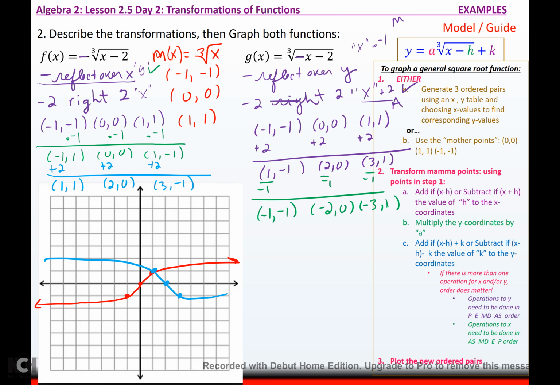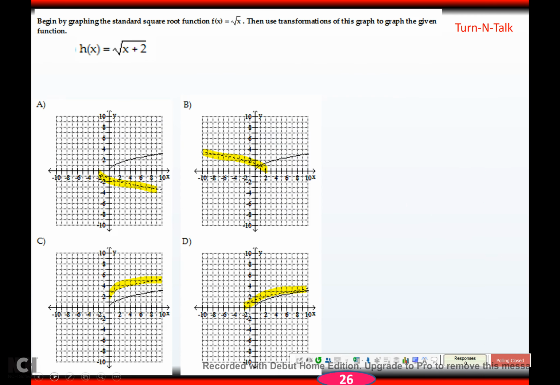So if I plot those points, negative 1, negative 1, negative 2, 0, negative 3, 1. Okay, this was going to reflect over y, so it's going to, again, look backwards. So it's going to snake like this. Okay? Alright. So you try this one. Hit pause. Come back when you're ready.